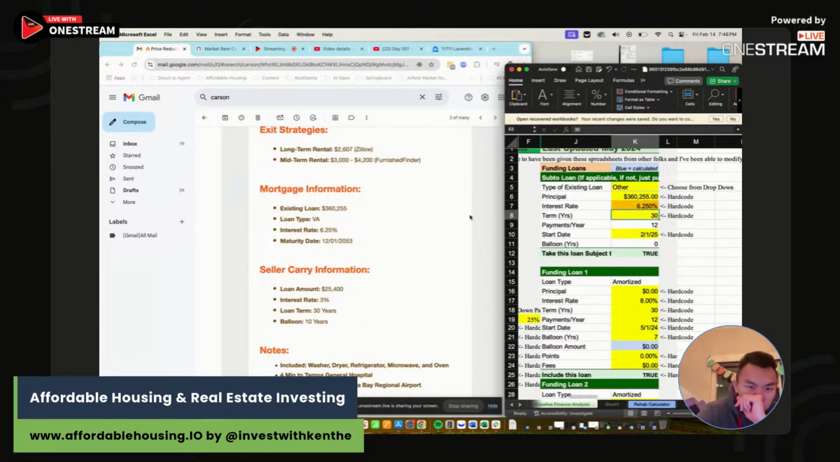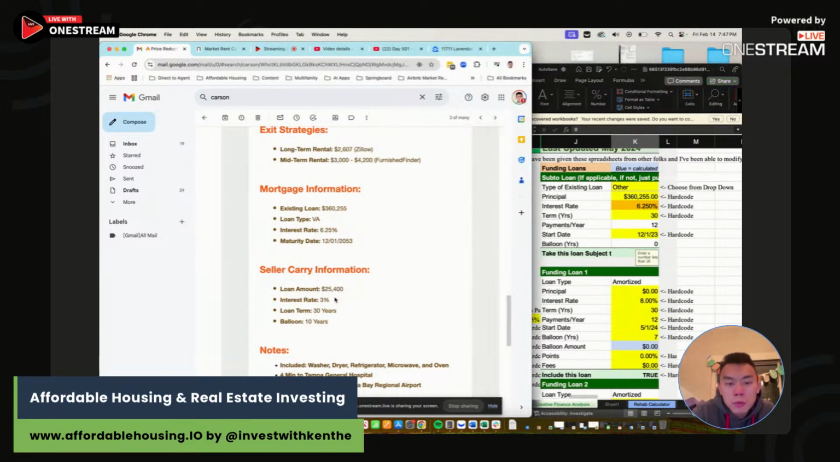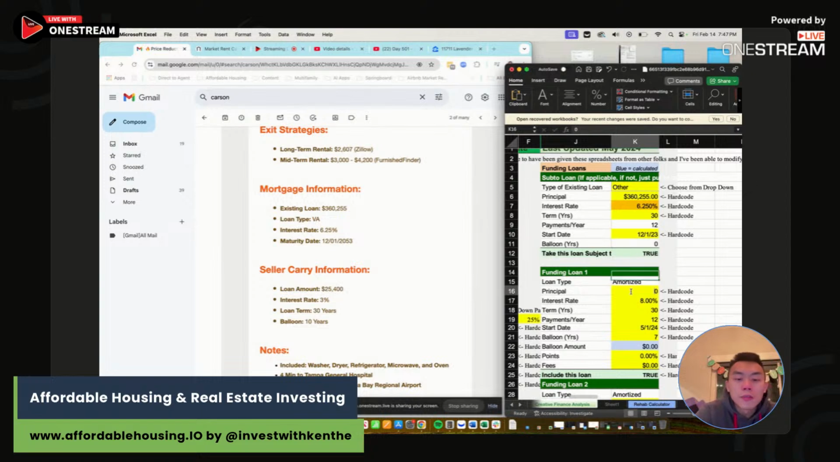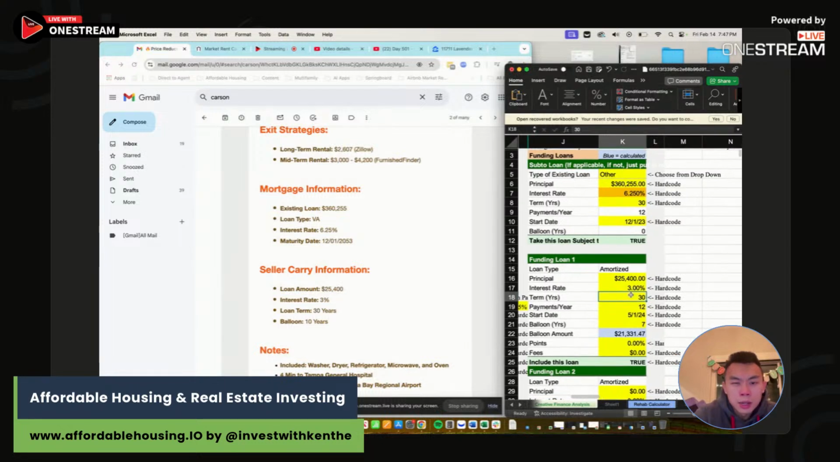6.25%. So this person likely bought this property with very, very little down, right? 12/1/23, and they think that they have about $25,000 of equity. So in turn, they're financing this $25,000 of equity to the buyer at 3%. That's a reason why they're selling it on a creative finance deal, so that they can get a little bit more money than if they didn't. Okay. $25,400, 3%, loan term of 30 years, balloon in 10 years.